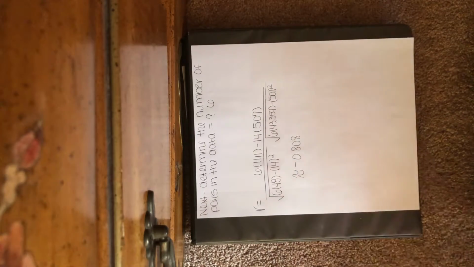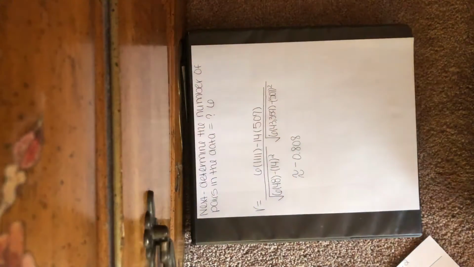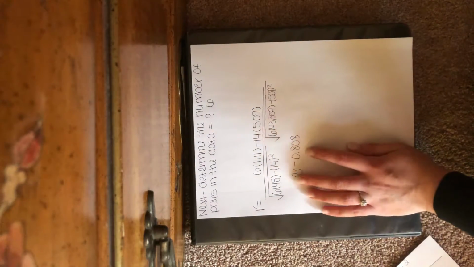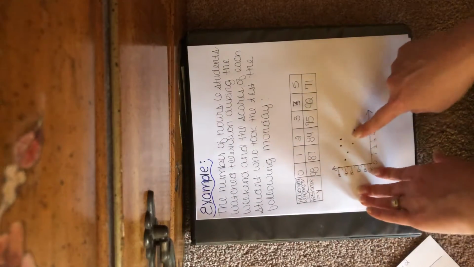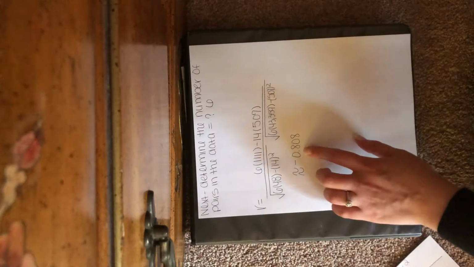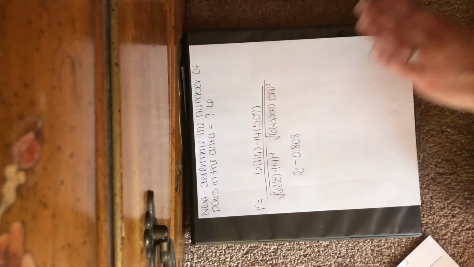So in our example, going back to the scatter plot, we know that our R is going to be -0.808, and our scatter plot is going in a positive direction. And we also see that -0.808 is closer to 1.